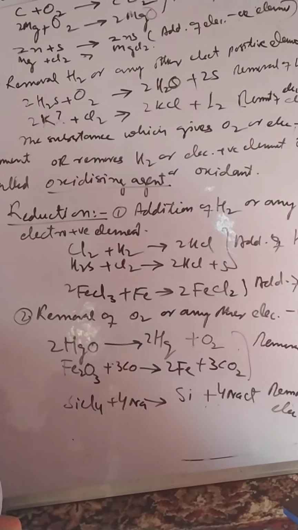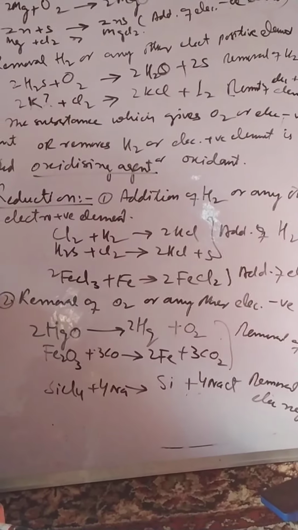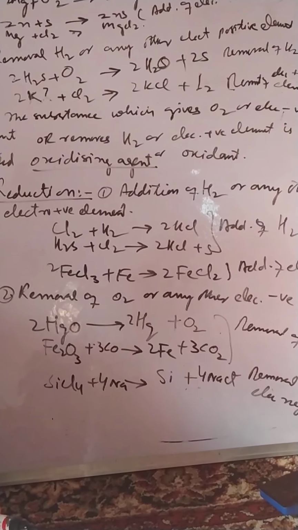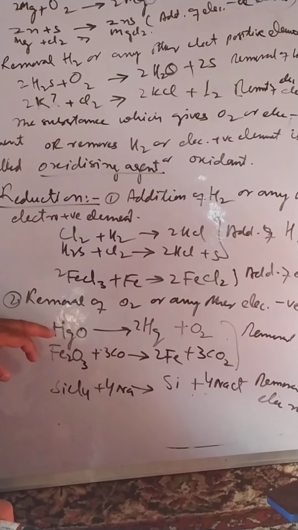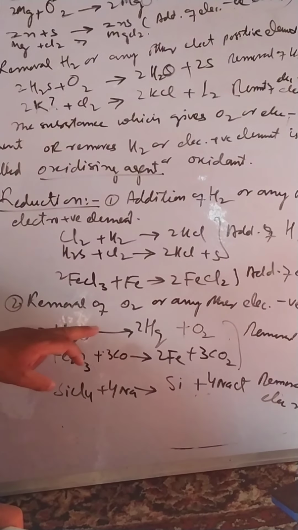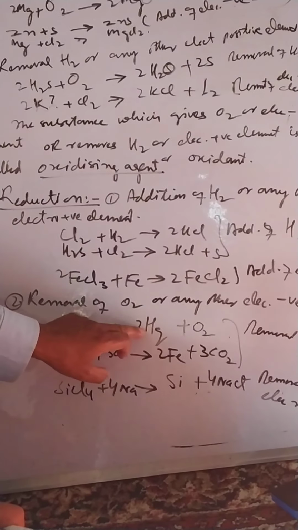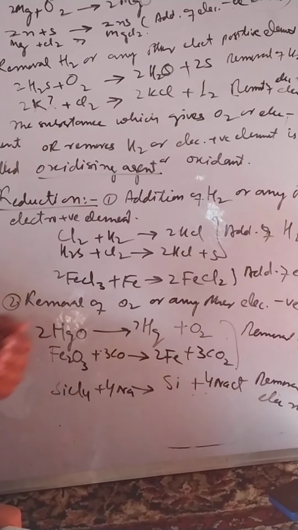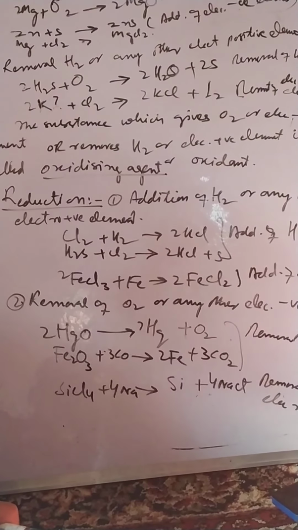So this is also a reduction reaction. Another definition is removal of oxygen. When we remove oxygen or any electronegative element. For example, we have HgO, mercury oxide. When we heat it, it breaks into mercury and oxygen. So oxygen is removed. So this is a reduction reaction.